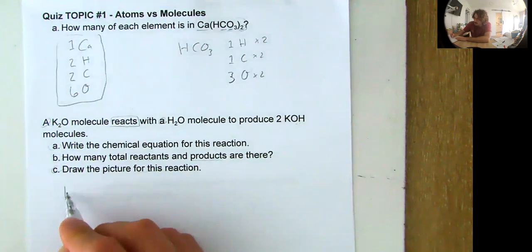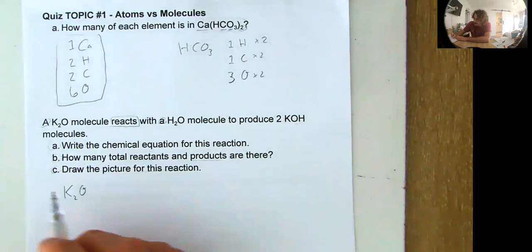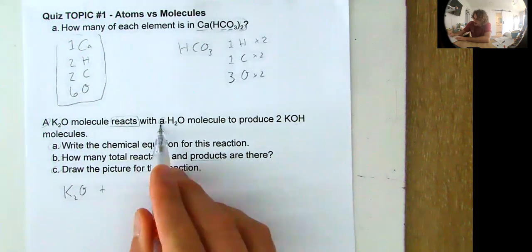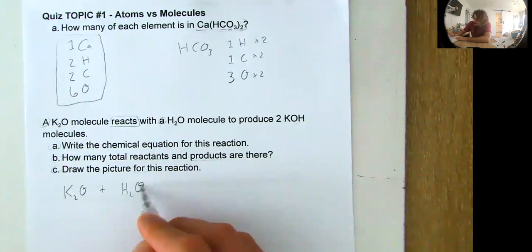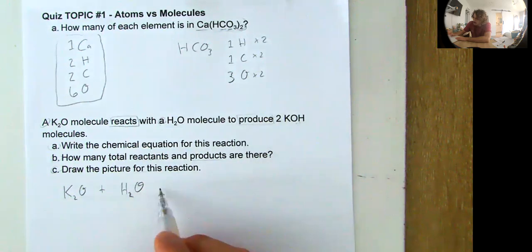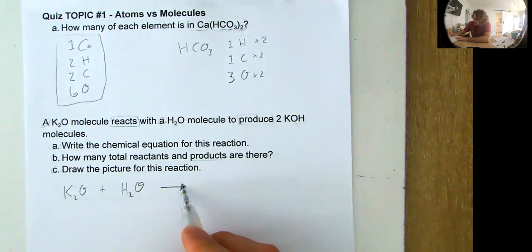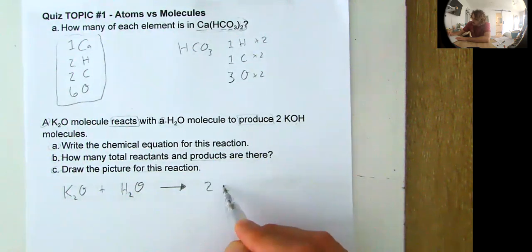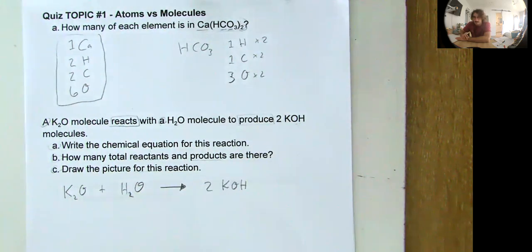So we need to draw this: K2O, just one molecule, plus one water molecule. And it produces, so in chemistry class the word "produces" means this arrow, and you're just going to have to memorize that. Produces two KOH molecules, 2 KOH. So that would be doing part A, the chemical equation for this reaction.